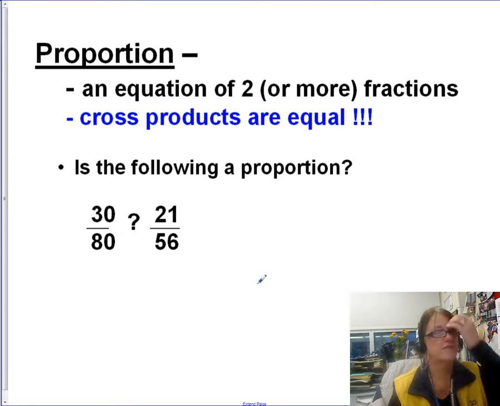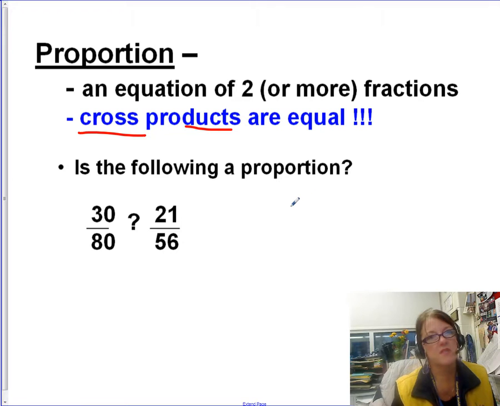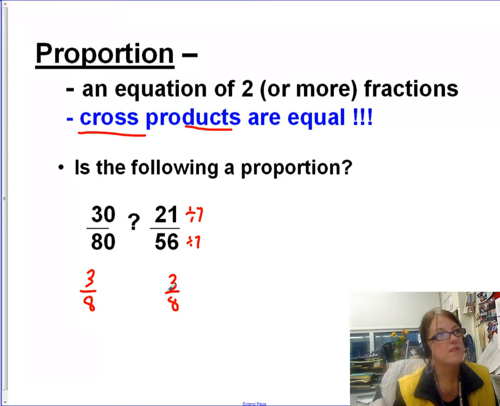Take a look at these two. Is this a proportion? Well, you can either get both of them in simplest form and see, or get a common denominator, see if they're equal, or look at the cross products. You could try and get this guy in simplest form. Say that's 3/8. Divide by 7, divide by 7. This is 3/8. So I would say, yes, indeed, that works.